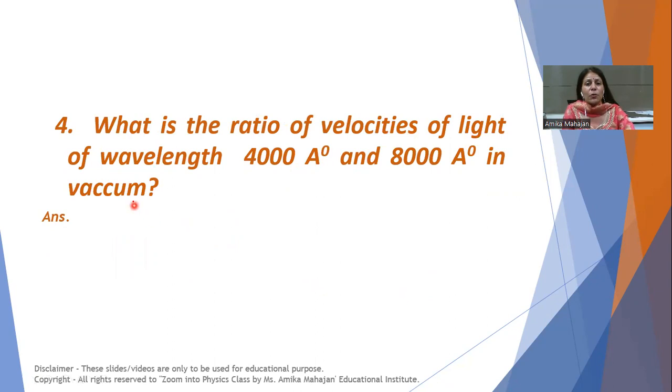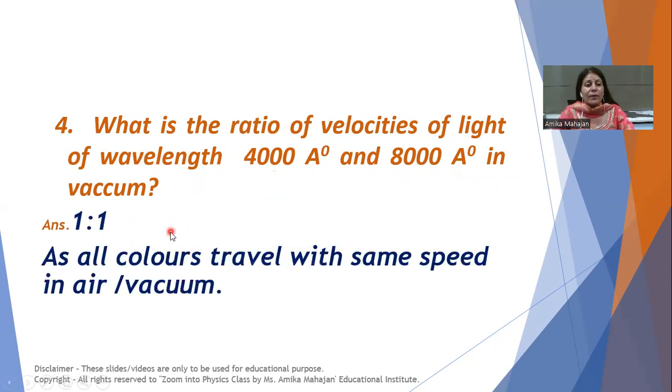What is the ratio of velocities of light of wavelength 4000 angstrom and 8000 angstrom in vacuum? All colors, they travel with same speed in air or vacuum. So different wavelengths have same speed in air and vacuum, as a result of which speed for 4000 angstrom wavelength light and 8000 angstrom wavelength light is same. So their ratio will be 1.